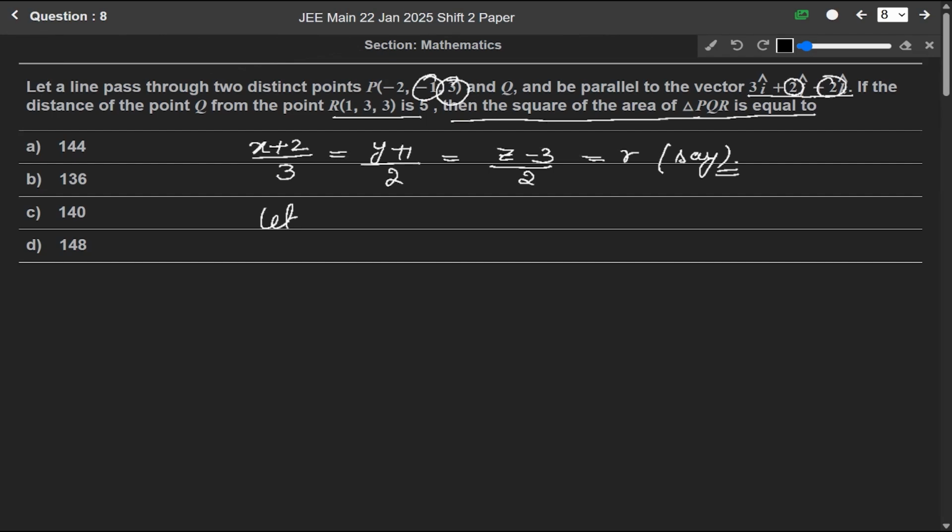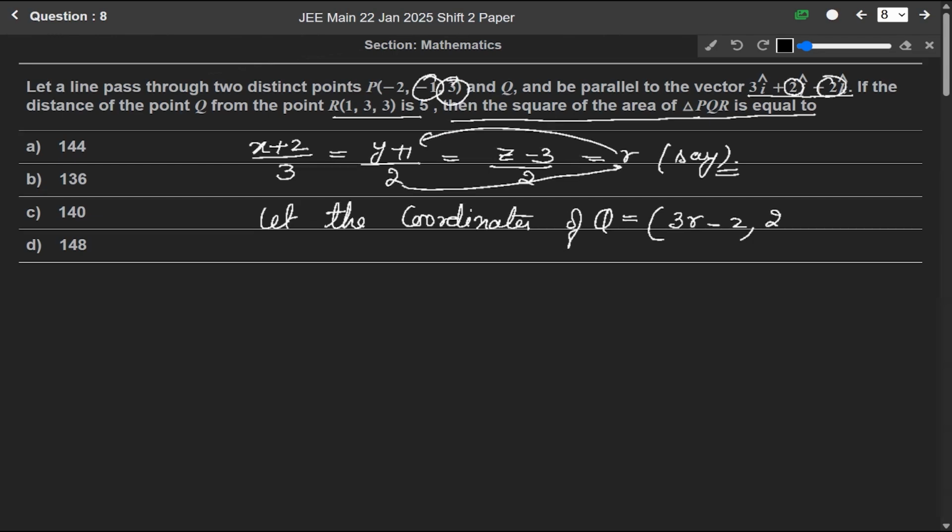And let the coordinates of Q be equal to (3r minus 2, 2r minus 1, 2r plus 3). Okay. And it is given that the distance of point Q from R is equal to 5. So PR is equal to 5.